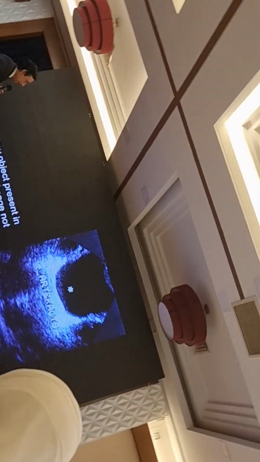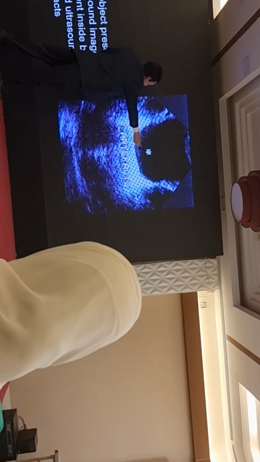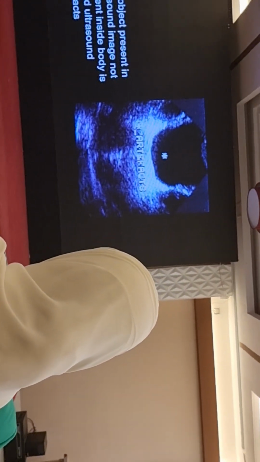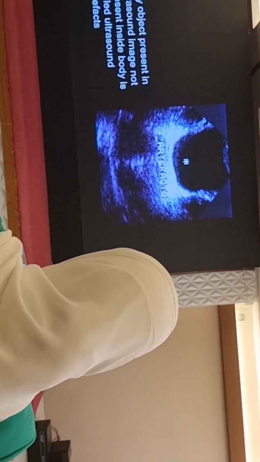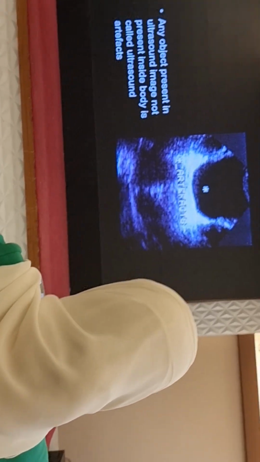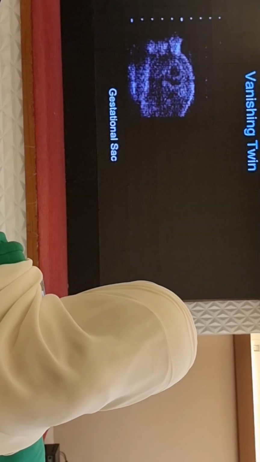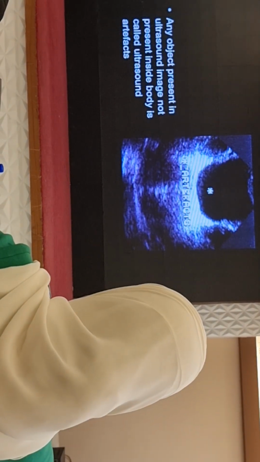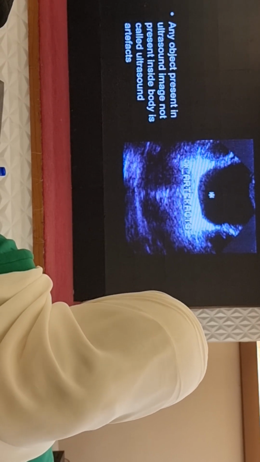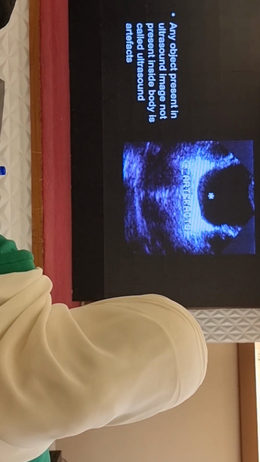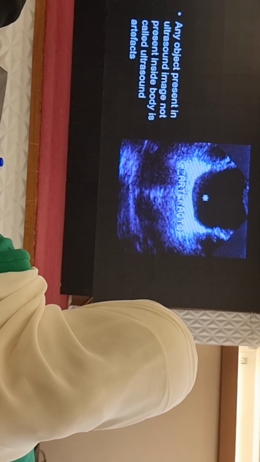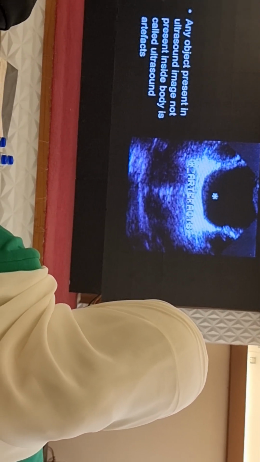Here you can see inside the bladder, there is a flame-like image. But there is no flame inside the urinary bladder. This is an artifact. So what is an artifact? Any object present in the ultrasound image that is not present inside the body. Not inside the body, but in the image. That is an artifact.